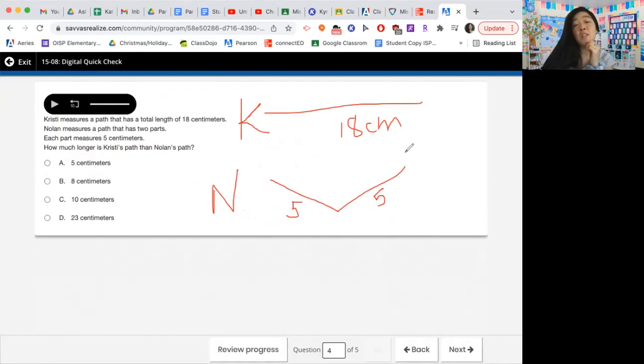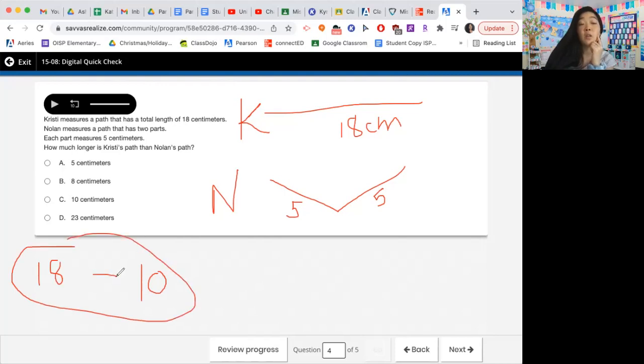So how long is Nolan's path altogether, guys? 5 plus 5. Very good, 10. So if Nolan's path is 10 and Christy's path is 18, how much longer is Christy's path? You're going to subtract 18 minus 10. Very good. 8 centimeters.